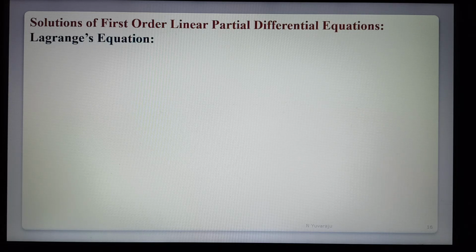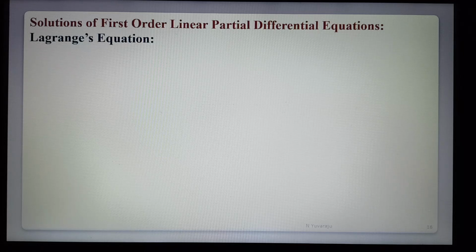Now take the reverse. Here, given a partial differential equation, we find the solution of the given differential equation. In this one, the first order linear partial differential equation is called Lagrange's equation. How to find the solution of Lagrange's equation, we will discuss in this video. First of all, the definition of Lagrange's equation.